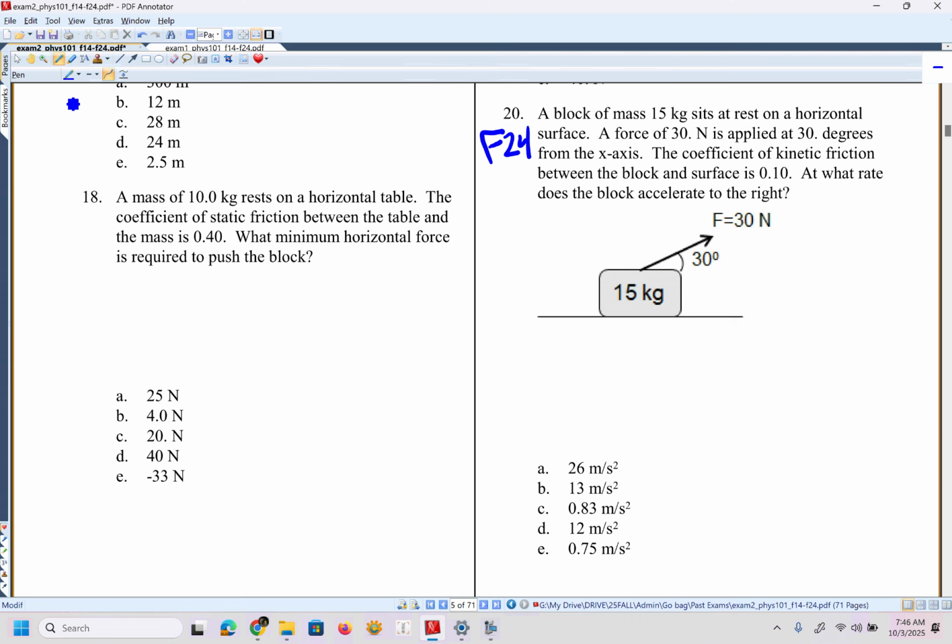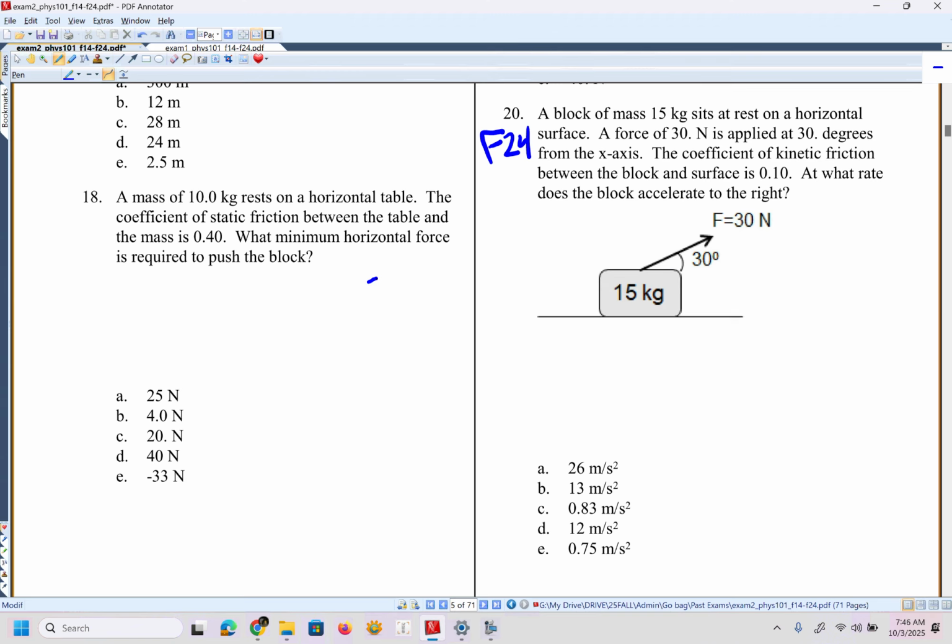Yeah. All right, y'all. I had a student write and ask about this question number 20. This is the fall 24 exam. I think it's in your workbook, actually. Pretty sure you'll see something similar to this where you have forces that are off axis and have friction involved. So we're just going to go the same process. I want to know what is the acceleration for this block.